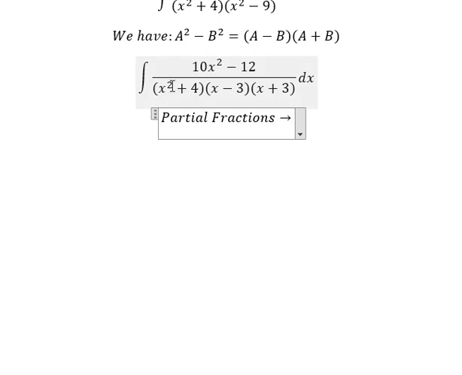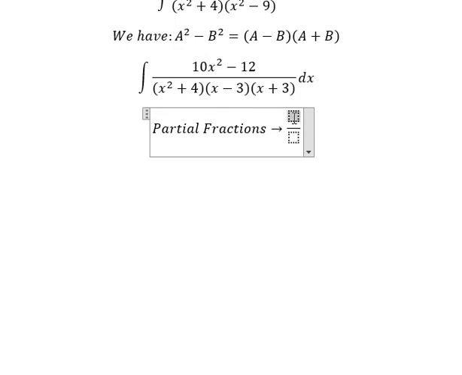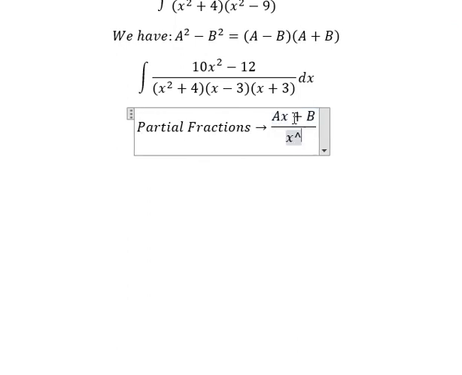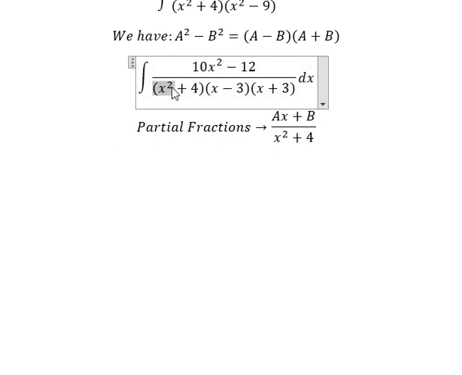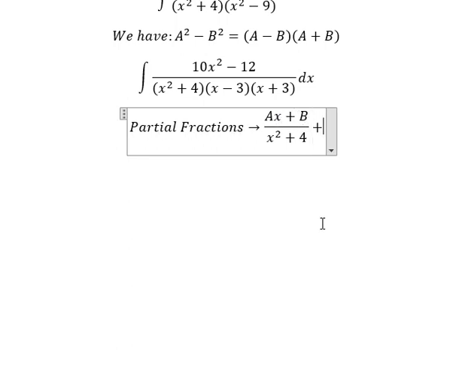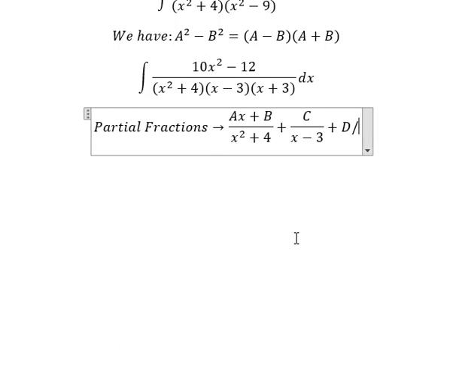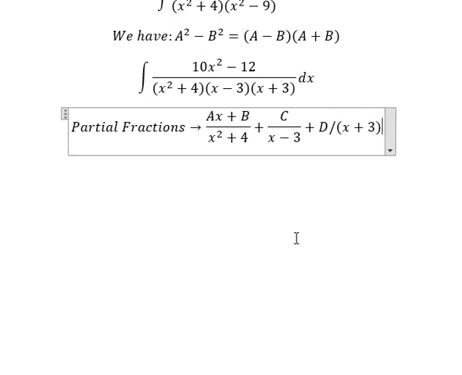Because we have x squared in here, that means we need to use ax plus b over x squared plus 4, because the highest power on the denominator is number 2. So on the numerator, that should reduce by number 1. That means 2 minus 1, we have x. And later we reduce the power to number 0. The next one, we have c over x minus number 3 and d over x plus number 3.